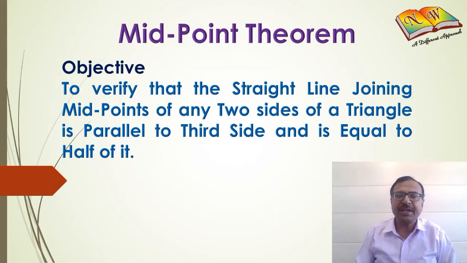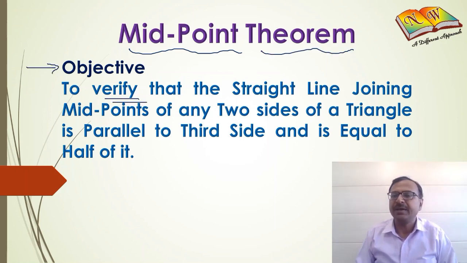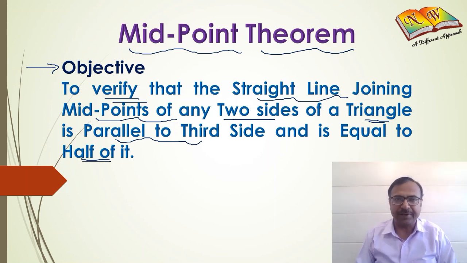This is the activity on midpoint theorem. The objective of this activity is to verify that the straight line which joins the midpoints of any two sides of a triangle is parallel to the third side and is equal to half of it.